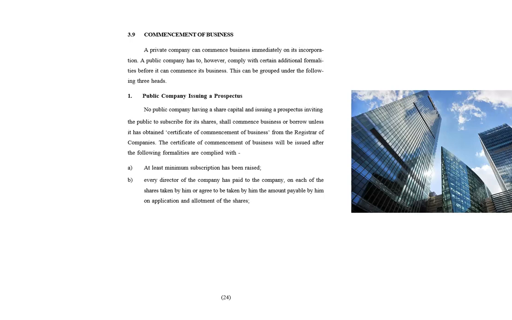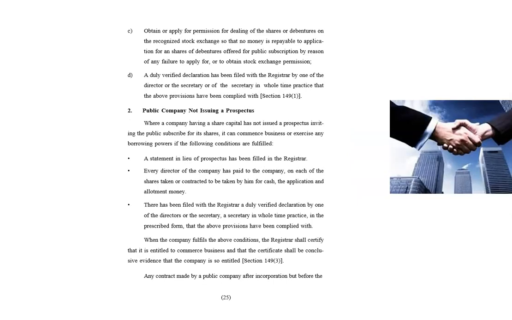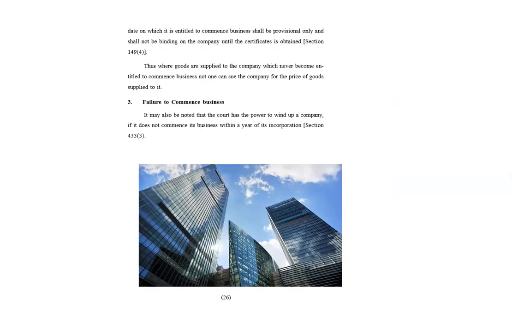So at least the minimum subscription has to be raised. Every director of the company has to pay to the company. Public company not issuing a prospectus: where a company having a share capital does not issue a prospectus, it may exercise business and borrowing powers if the following conditions are fulfilled. A statement in lieu of prospectus has been filed. Every director of the company has paid to the company. There has been filed with the registrar a duly verified declaration by one of the directors of the company. So in that case, a prospectus is not required. A statement in lieu of prospectus may be sufficient, right? Failure to commence business.